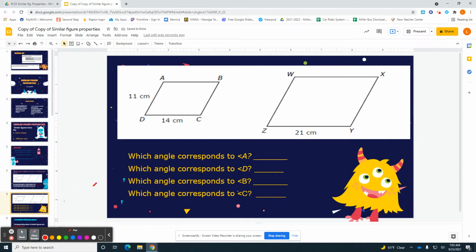Looking at these two, it says which angle corresponds to angle A. I'm going to use my different colors to identify my corresponding angles. Start here. Angle D is going to correspond with angle C. Angle C is going to correspond with angle Y. So this should be 2 hash marks or 2 round little circle marks.